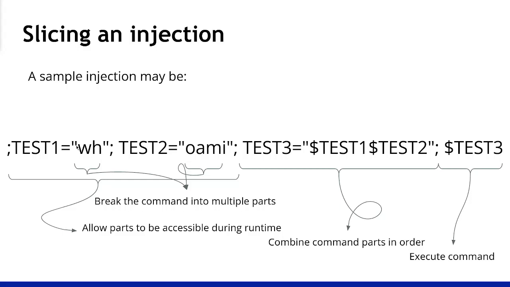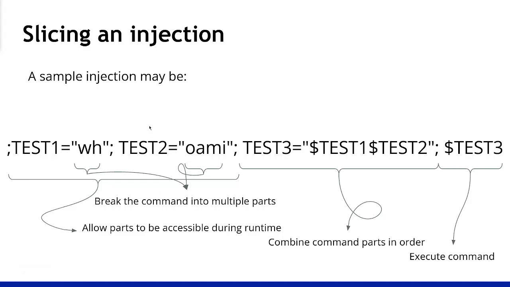The reason why I'm doing it specifically this way is because WHO is a Linux command on its own, and W is a command on its own, sorry. So we're just going to split that into separate parts, but we're storing them into Linux environment variables, which are going to be test1 and test2.